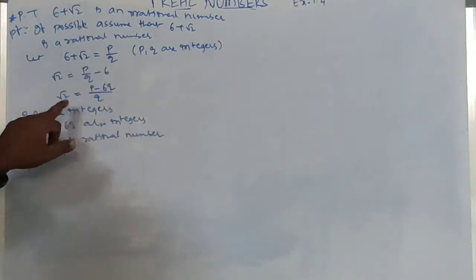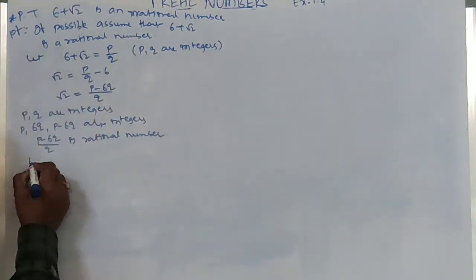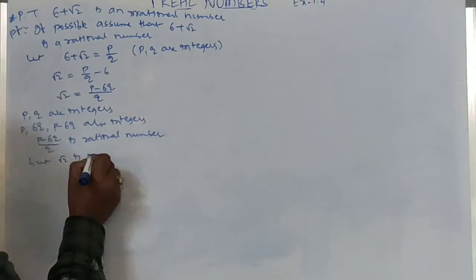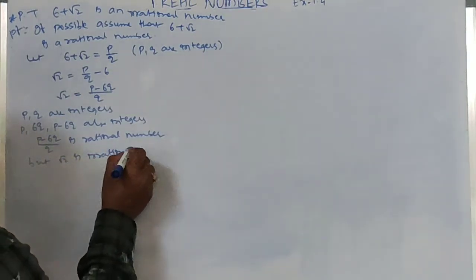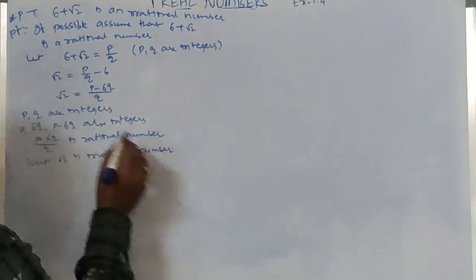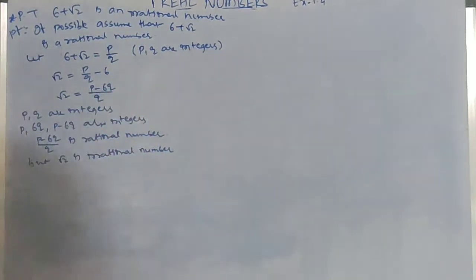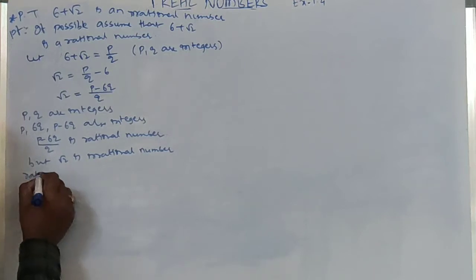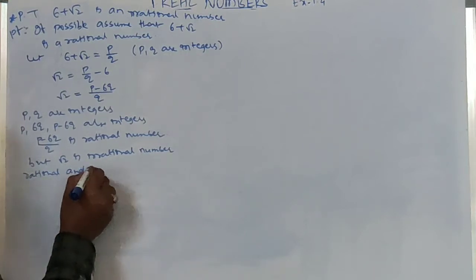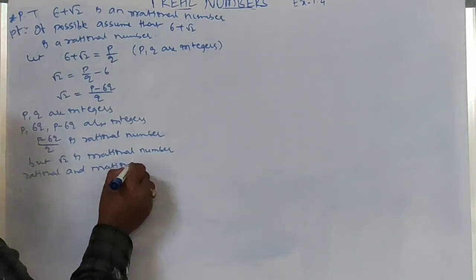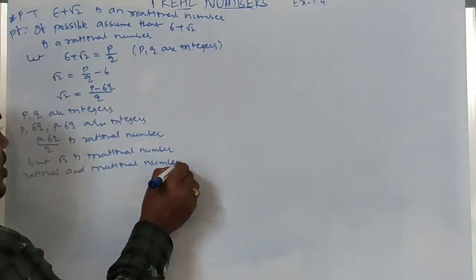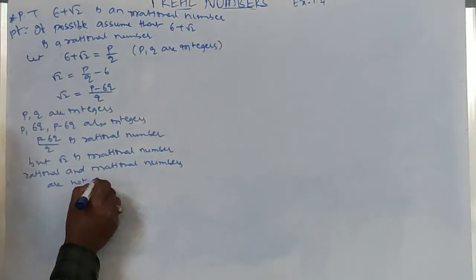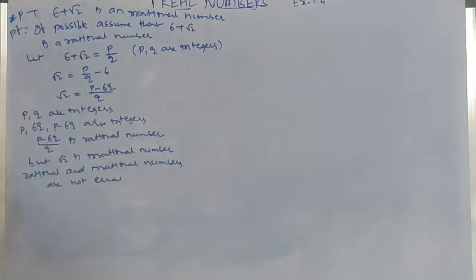So this equals root 2. But root 2 is an irrational number. So this is an irrational number, and this is a rational number. One irrational number and one rational number are not equal anywhere. So rational and irrational numbers are not equal, but here we got them equal.